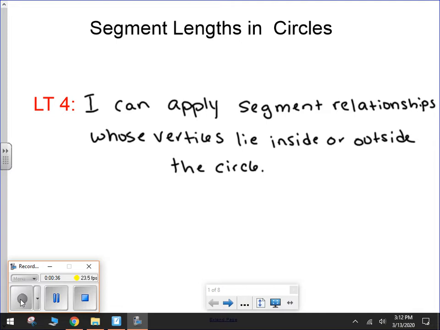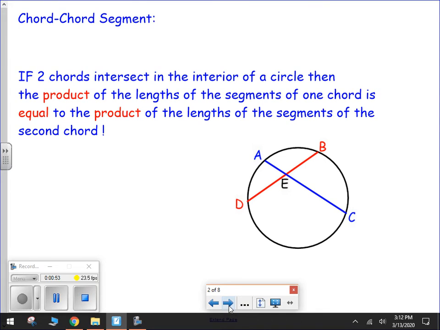Today we're doing learning target 4. I can apply segment relationships whose vertices lie inside or outside the circle. Our first theorem for today is the chord-chord segment theorem. If two chords intersect in the interior of a circle, then the product of the lengths of the segments of one chord is equal to the product of the lengths of the segment of the second chord. Make sure you fill these words in on your notes.